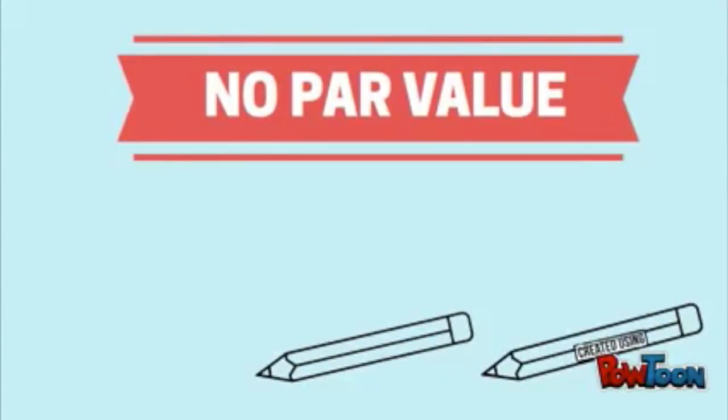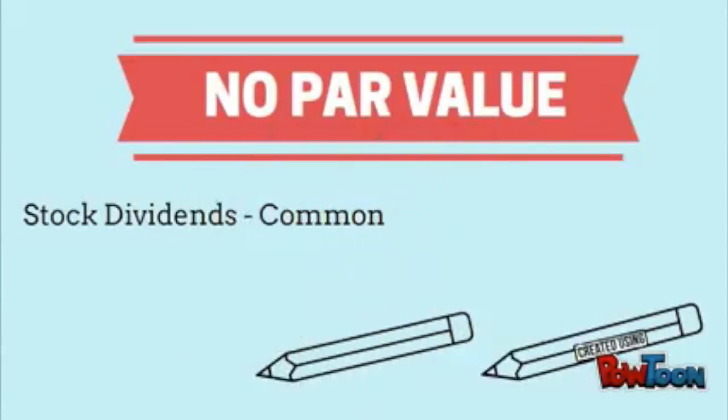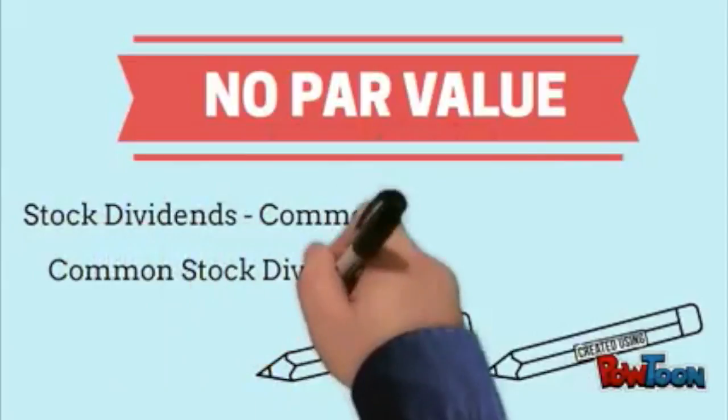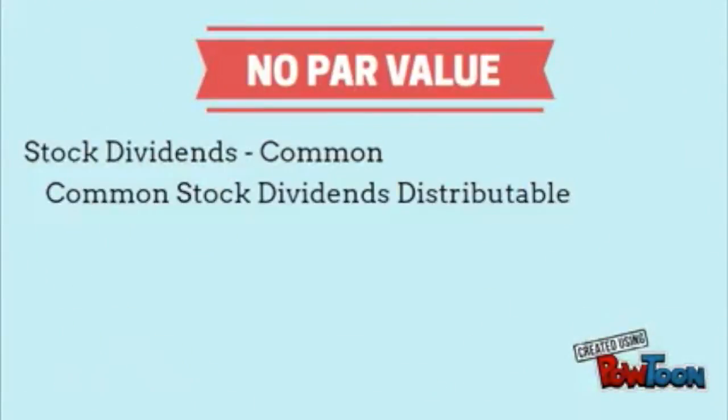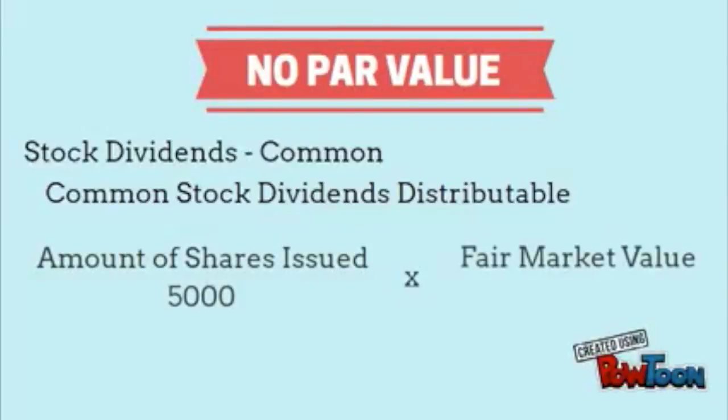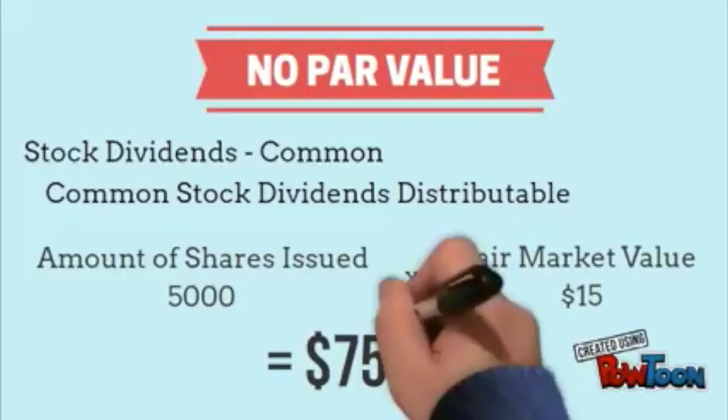In scenario A, no par value common shares will be used. When journalizing the declaration of a stock dividend, you would debit stock dividends - common. You would then credit common stock dividends distributable. To determine the amount to record, multiply the amount of shares issued, which is 5,000, by the fair market value, which is $15, equaling $75,000.